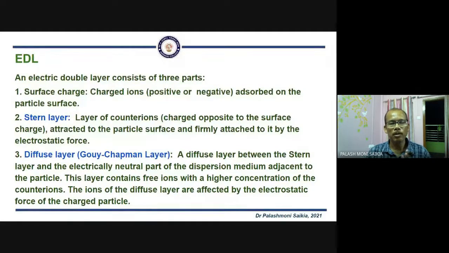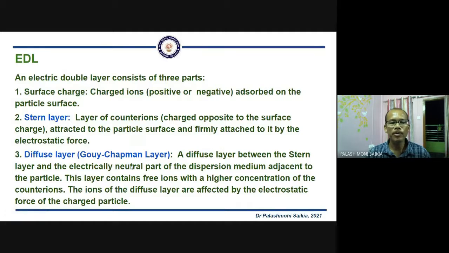If we go to the structure of the EDL, you can find 3 different layers. First, there are the adsorbed ions, positive or negative, that provide the charge to the surface of the colloid. This is the surface charge. Then we have a layer of counter ions, which have charge opposite to the surface charge. These are attracted by the particle surface and firmly attached by electrostatic attraction, which is called the Stern layer. So the Stern layer is the layer of counter ions.